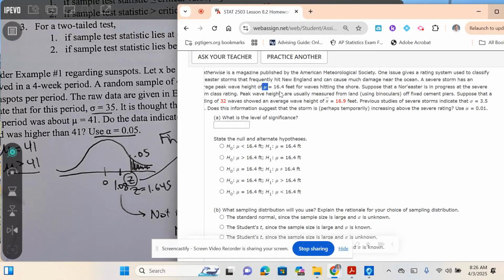So the severe rating is here. What's our level of significance? That's our alpha, so that's 0.01. I was getting ahead there. What I was saying was our rating is here, so our H0 will be equal to 16.4. I'm trying to prove that it is increasing, so I will be trying to show what here? Greater than. So I'm trying to prove it's greater than.